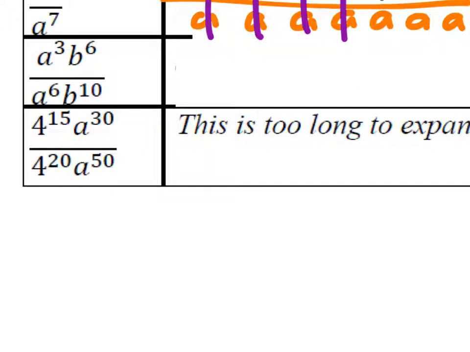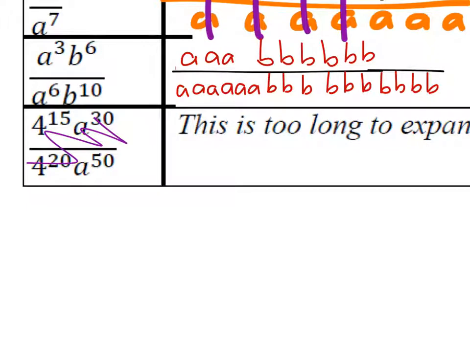So let's do that. a to the power of 3 times b to the power of 6 over a to the power of 6 times b to the power of 10. We're not going to worry about this last one. We'd have to use the rule, which is fine, but let's not worry about it, okay? So let's expand these. All right, so let's see what we can cancel out. I got 3 a's to cancel, 6 b's.